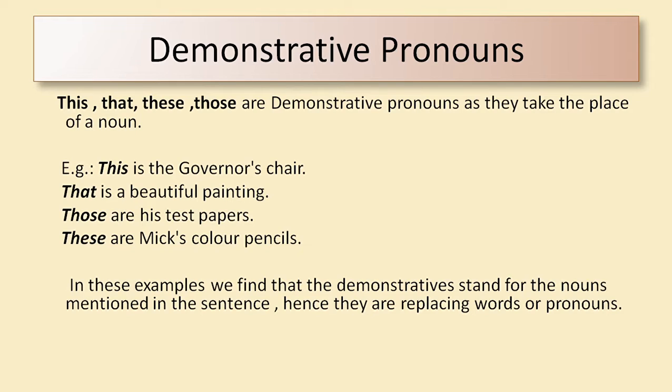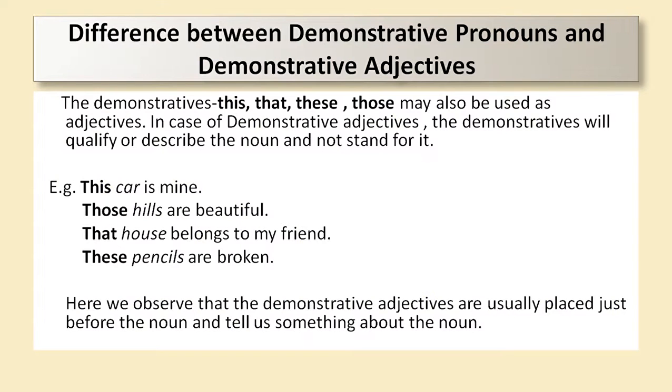In these examples, we find that the demonstratives stand for the nouns mentioned in the sentence. Hence, they are replacing words or pronouns. What is to be remembered is if these words are followed by a verb, then it is demonstrative pronoun. If they are immediately followed by a noun, then they are demonstrative adjectives.